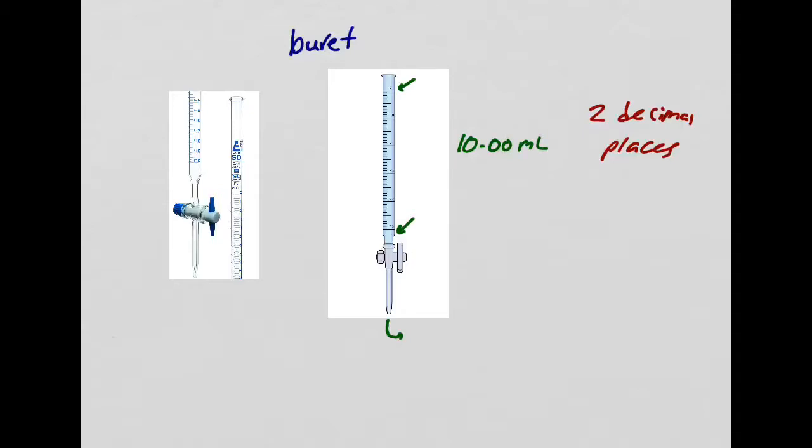Beaker, no decimal places. Flask, no decimal places. 10 ml graduated cylinder, 2 decimal places. 100 ml graduated cylinder, 1 decimal place. Volumetric flask, burette, or pipette, those are also good to 2 decimal places. So these things really matter because by you using the right number of significant figures, you're going to tell me how accurately you measured it.